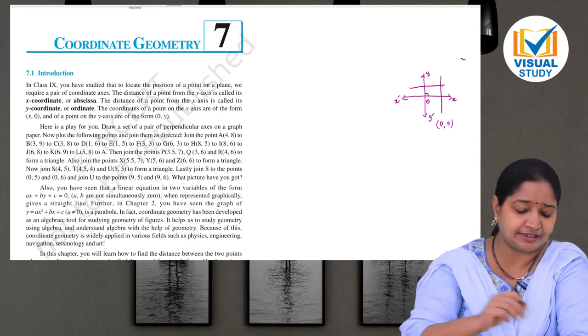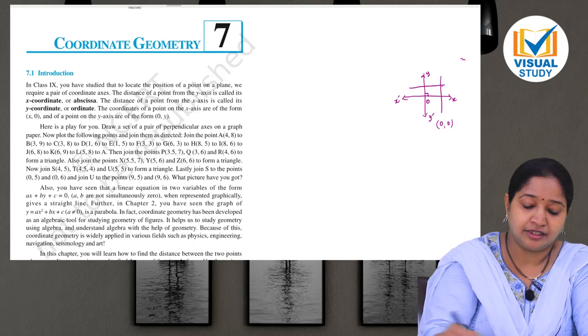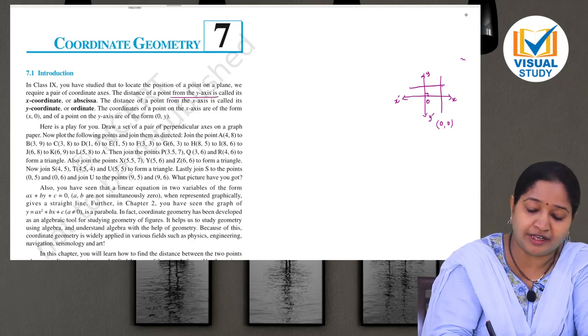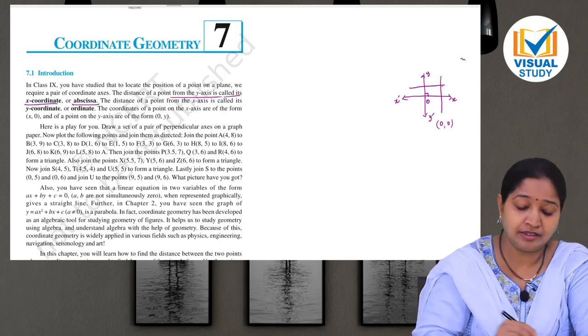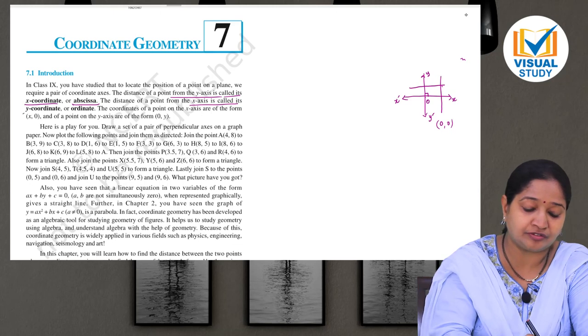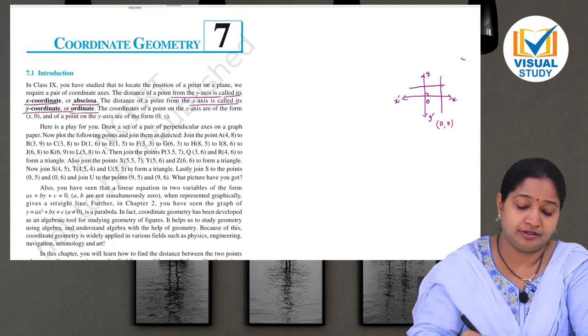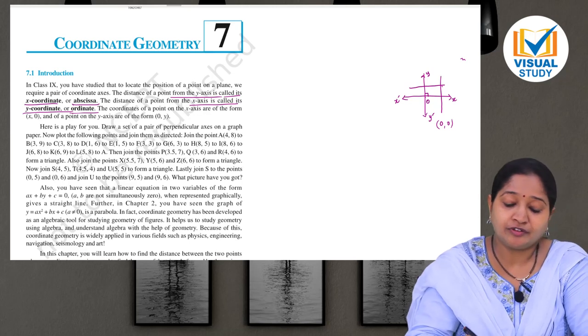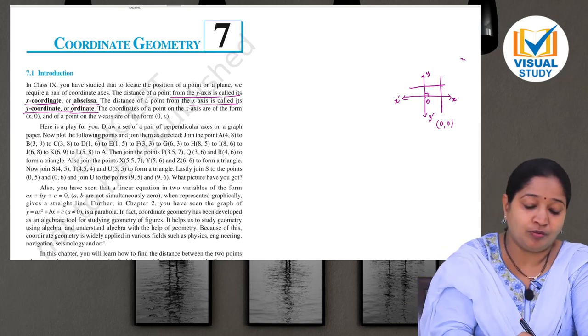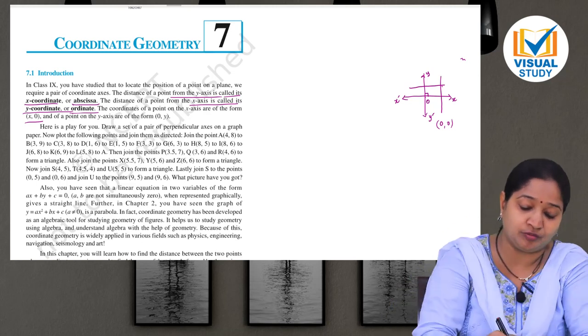These are the basic things. The distance of the point from the Y axis is called its X coordinate or abscissa. And the distance of the point from the X axis is called its Y coordinate or ordinate. Abscissa and ordinate. So the coordinates of a point on the X axis are of the form (x, 0) and on the Y axis are of the form (0, y).